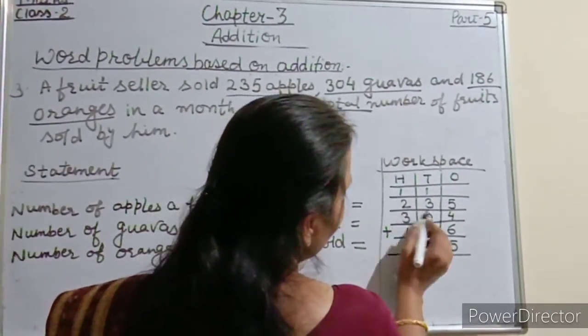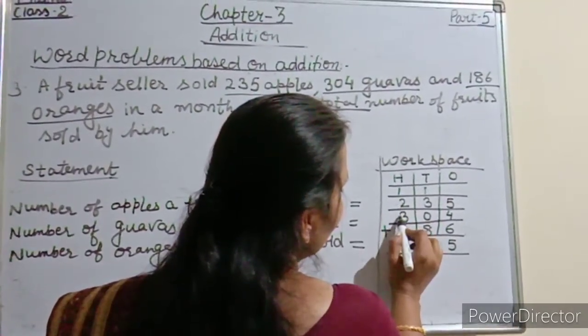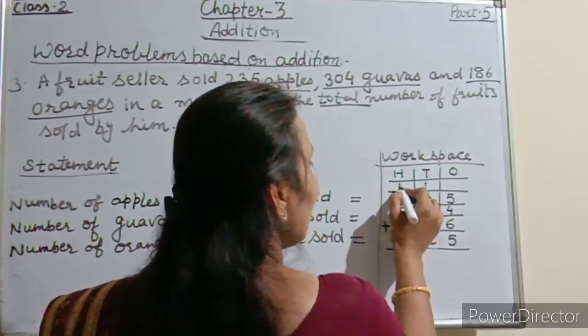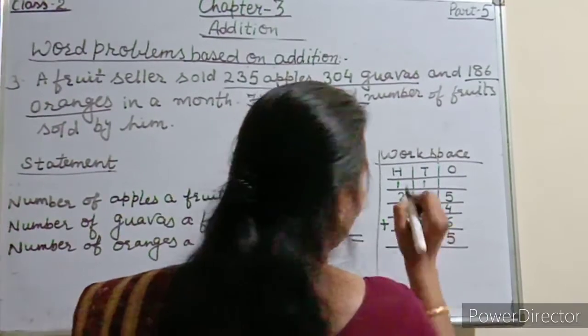So again add these numbers. 2 plus 3 plus 1. So 2 plus 3, 5. 5 plus 1, 6 and 1, 7. So here we will write 7.